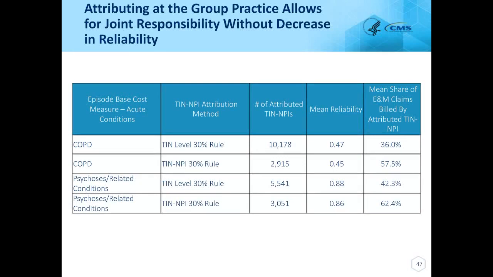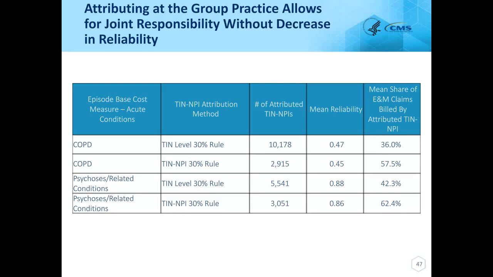This slide shows some of the attribution analyses that we've done, similar to the one that we did for MSPB. So here we look at TIN NPI attribution using 2 different rules. The first one, TIN level 30% rule, is the one that we currently use, where the TIN bills 30% of the inpatient ENM, and TIN NPI is attributed if they are within that TIN and bill at least 1 ENM. TIN NPI, 30% rule here, is the more restrictive rule. This requires that the TIN NPI themselves must bill 30% of the ENM from the trigger inpatient stay.